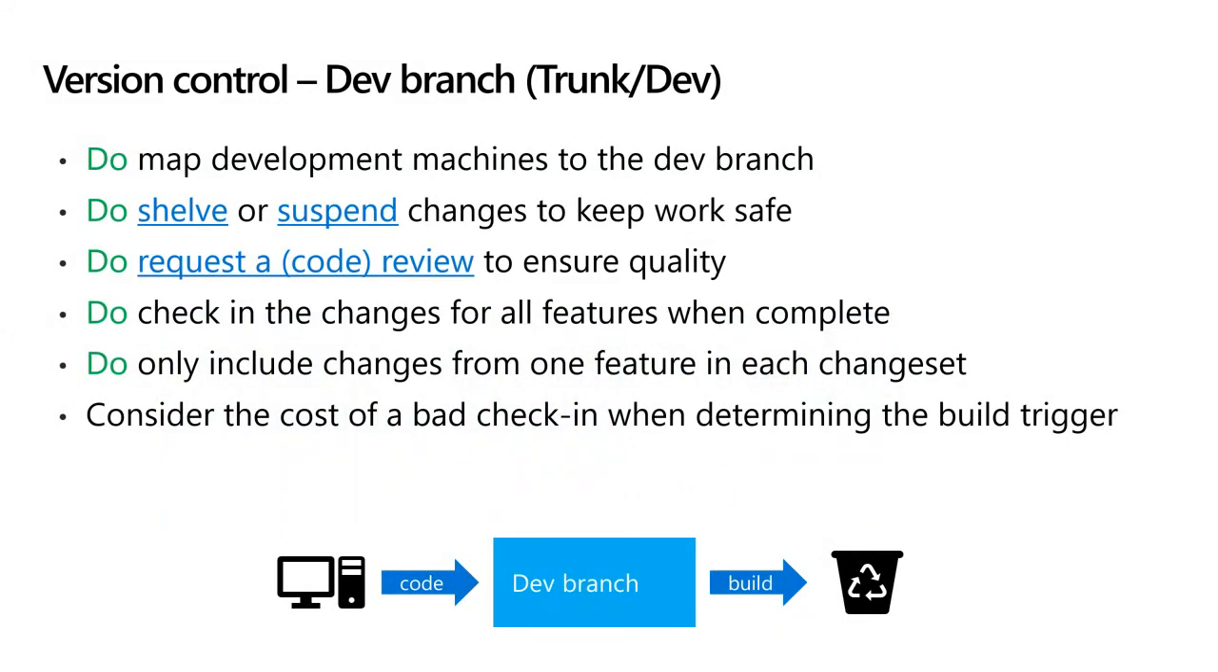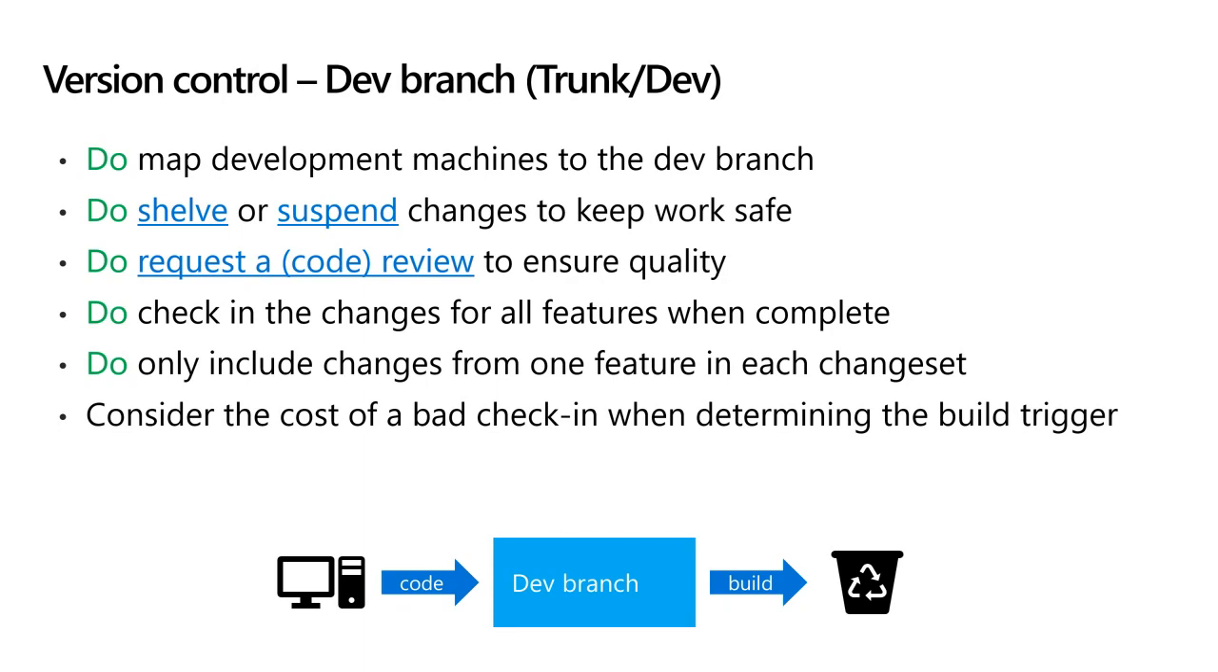Let's talk a little bit about the dev branch. This is where you map your development machines. You can use the shelve or suspend commands to keep the work safe, such as at the end of the day, if you're not ready to check in, you can use that to make a backup. It's very easy. You can also use code reviews in Visual Studio to ensure quality, and I highly recommend doing this. Not only does it improve the code quality, but it improves the learning for your developers over time.